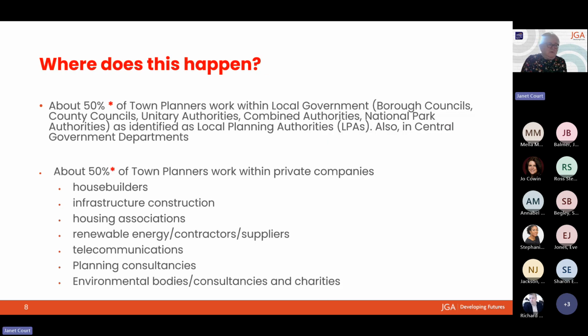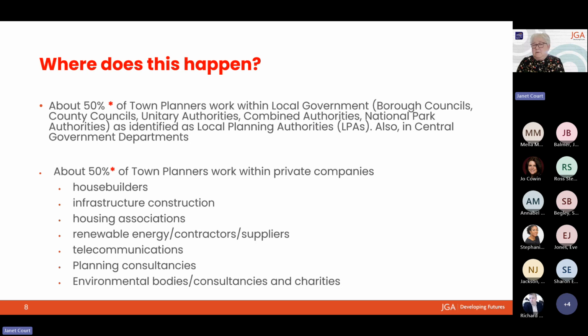So who are all these people that we could train? Well, around 50% of town planners, and these figures are supported by the RTPI, work within local government: borough councils, county councils, unitary authorities, combined authorities, national park authorities, and I think more mayoral authorities as well. Anyone who's identified as a local planning authority, LPA. But also central government departments, and those working on NSIs, nationally significant infrastructure, so the transport and energy kinds of work. So 50% of them are there.